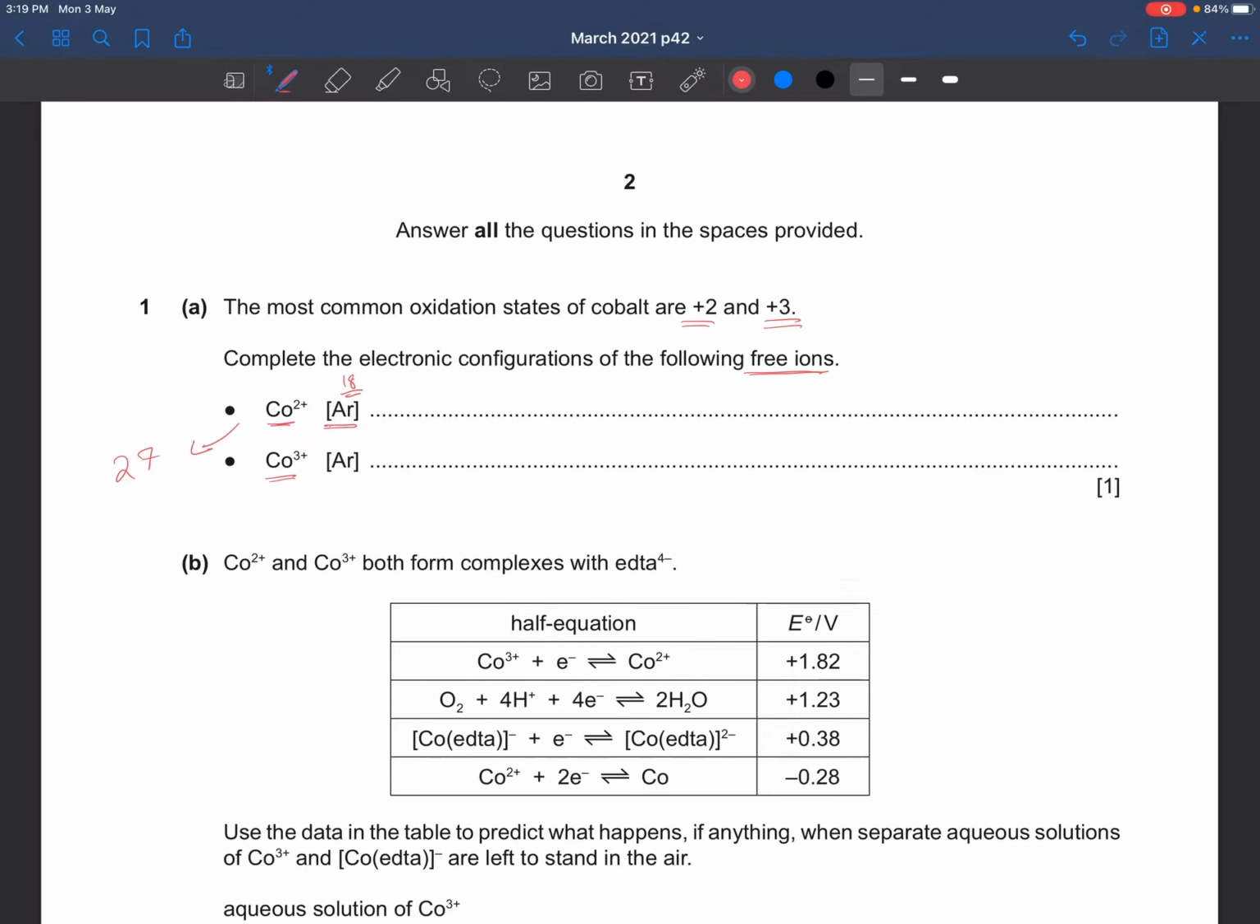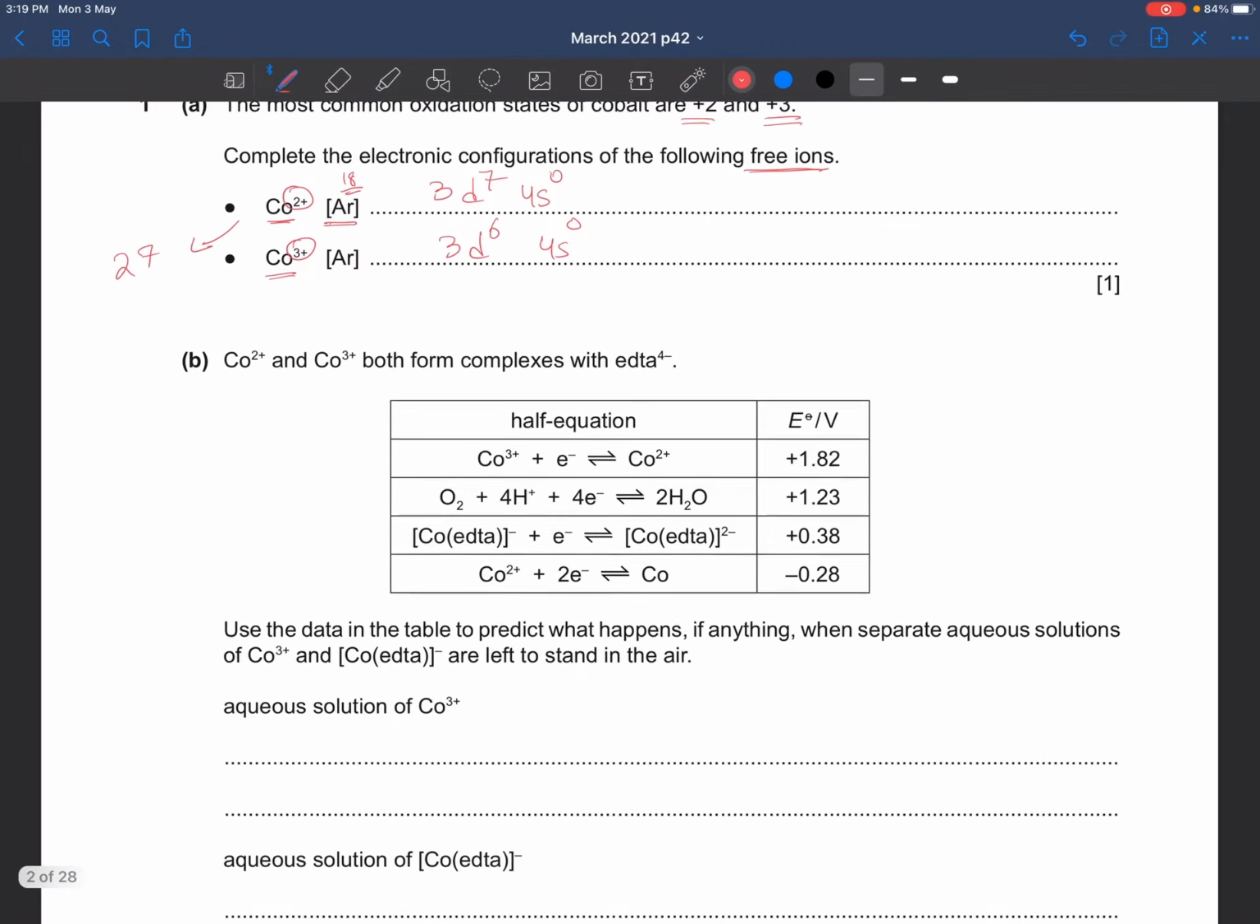filled. Now 2 electrons will move into 4s, and then we have 7 electrons in 3d, but because it is +2, that means 4s would be empty. Electrons will move from 4s, and 3d would have 7 electrons, right? And in case of cobalt +3, 4s would be empty, and we have 3d6. So if you like, you can skip 4s. So this is the electron configuration for cobalt +2 and cobalt +3.